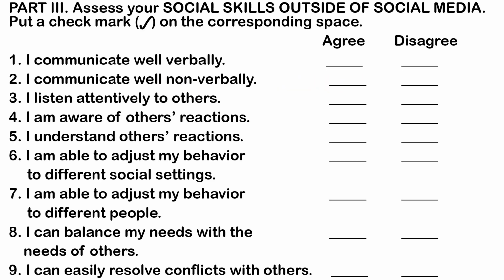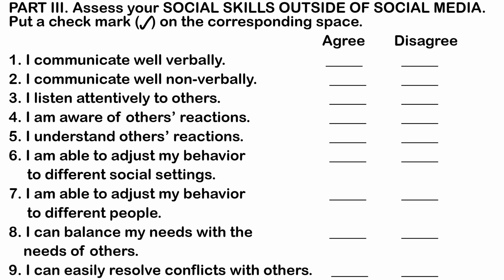Let's see an example. Part 3. Assess your social skills outside of social media. Take note, I have capitalized social skills outside of social media to emphasize to the respondents that social media skills are excluded in this questionnaire. And then there's a further instruction, put a check mark on the corresponding space. At the left side of the questionnaire, there is a list of statements about one's social skills. And at the right side of the questionnaire are the two options, agree or disagree. Remember that this is a dichotomous questionnaire, therefore, only two options are provided.